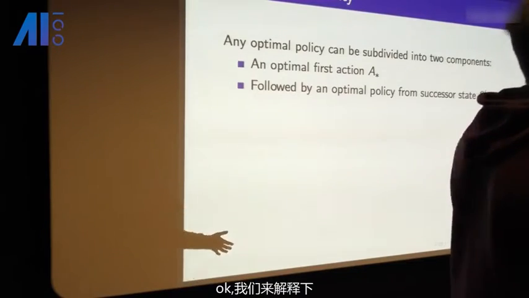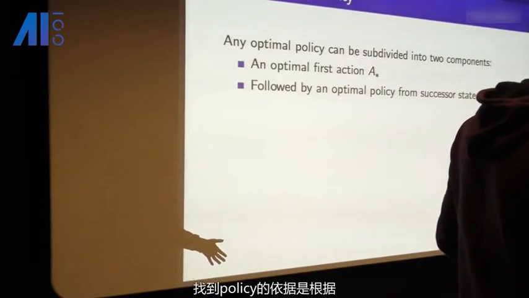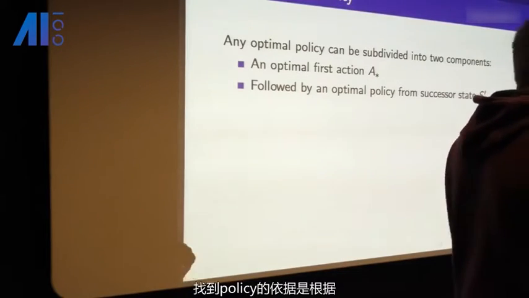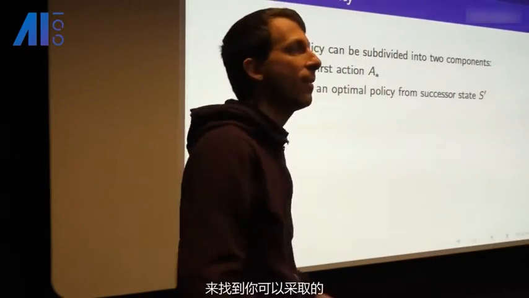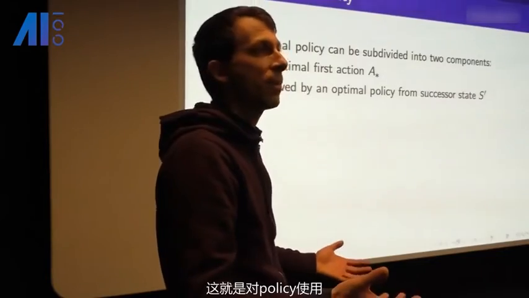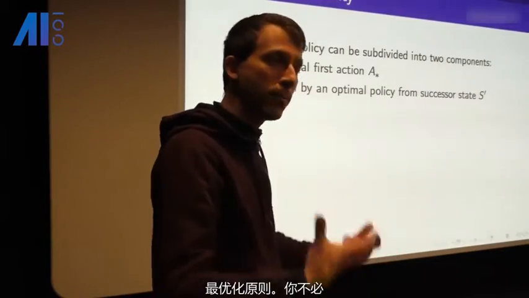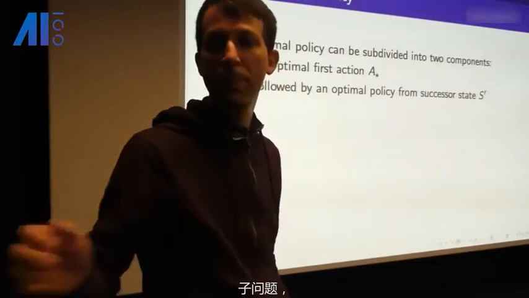So we can break down our description of what it means to have an optimal policy in terms of finding the optimal policy from all the states that you could end up in. Once you do that, you then just need to do this one-step look ahead, figure out what the best first action you could have taken is, and you're done. So this is the principle of optimality applied to policies. You don't need to consider the whole problem at once. You can break it down into these sub-pieces.